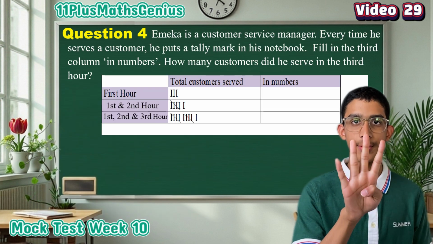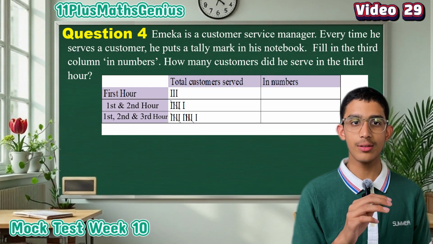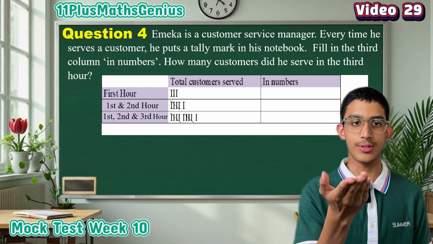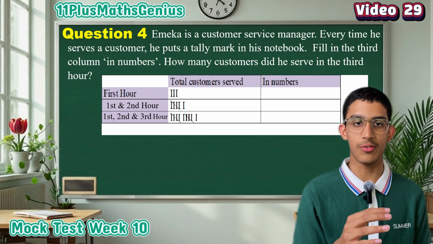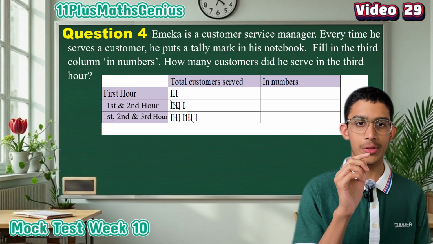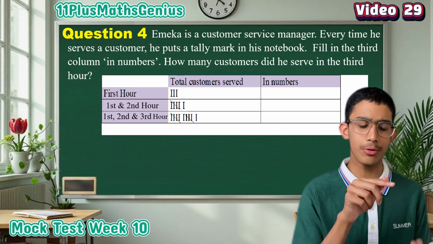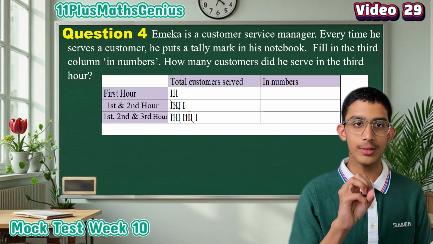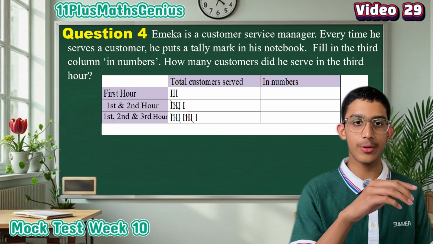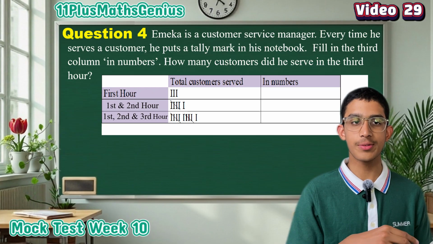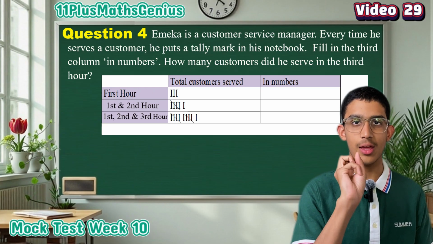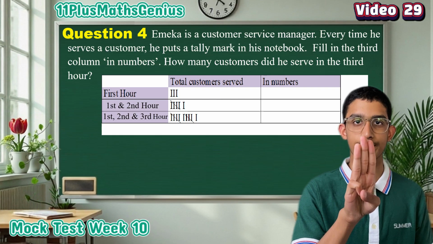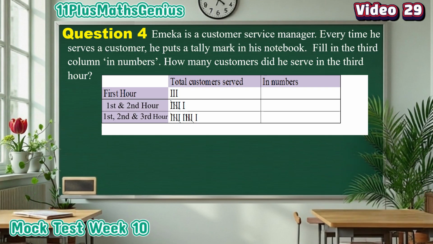Question 4. Emeka is a customer service manager. Every time he serves a customer, he puts a tally mark in his notebook. Fill in the third column in numbers. How many customers did he serve in the third hour? Now we are asked to fill the third column in numbers.